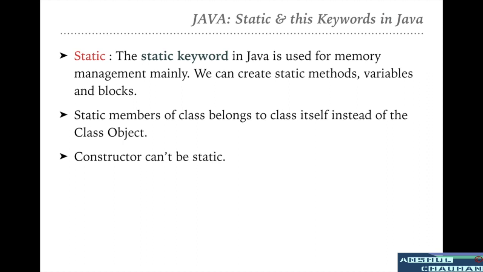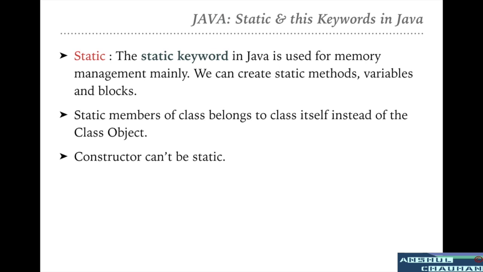A constructor can't be static. We have already discussed in the last tutorial that a constructor can't be static. Today we will learn why. As per the second statement, static members belong to the class instead of the object, and a constructor is called when you create the object of the class. So there is a contradiction. If you make the constructor static, then it would belong to the class instead of the object. That's why a constructor can't be static.